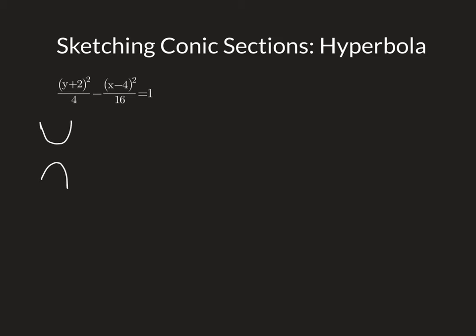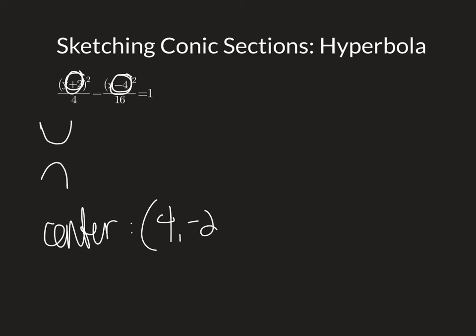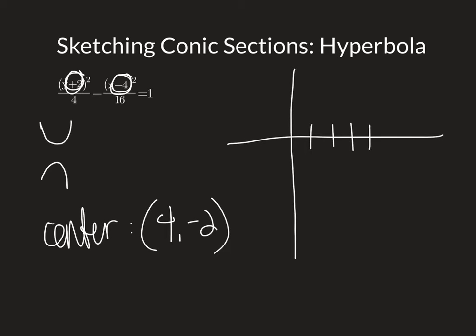So the first thing we have to do is identify the center. It's not really a part of the graph, but the center is the middle of your graph. The x-coordinate comes from the x part, so over here, positive 4, and the y-coordinate comes from the y part, negative 2. So we're going to put this on our grid at 4 and negative 2, because this part is important.